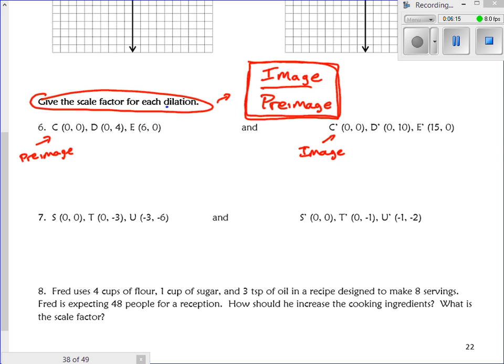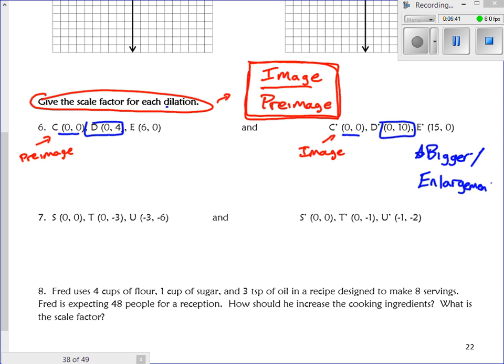Well, to use that formula, the big trick here is to make sure we use the right piece at the right time. So for example, 0, 0 and 0, 0 is not really going to be very helpful. It didn't move. But if you look at 0, 4, we got some movement up to 0, 10. Sometimes you can figure these out on your own, but from 4 to 10, it's obviously gotten bigger. So we have an enlargement. Right? So what scale factor was used?